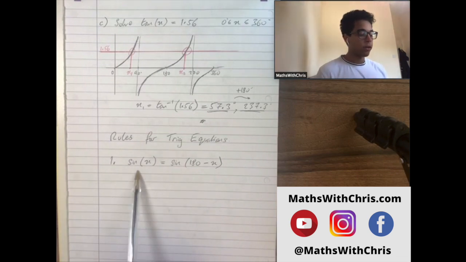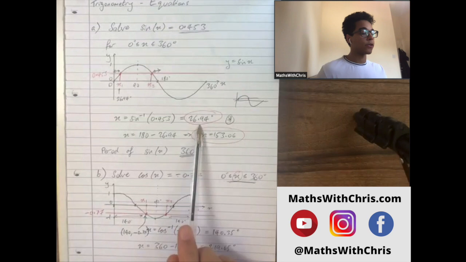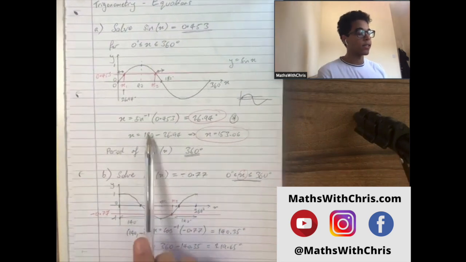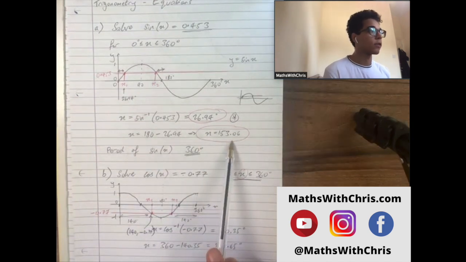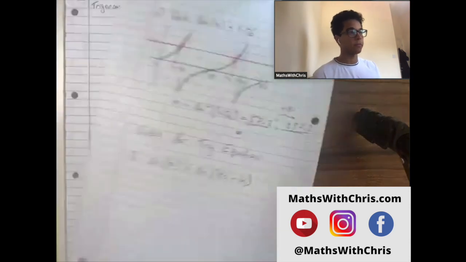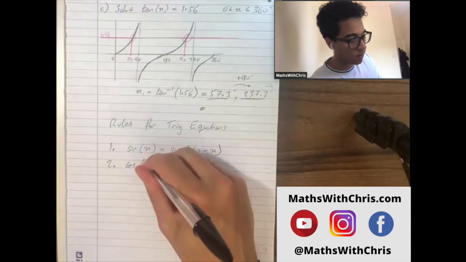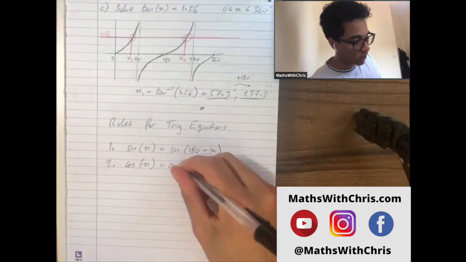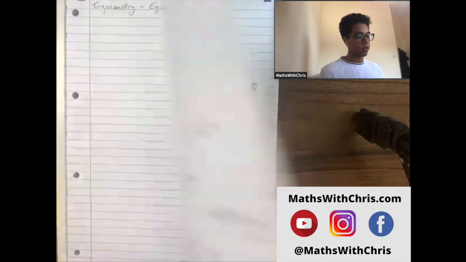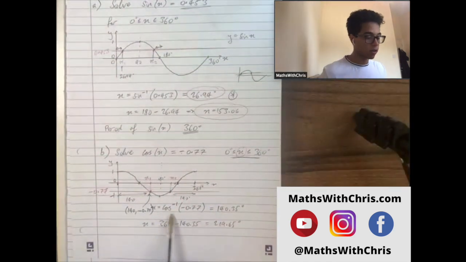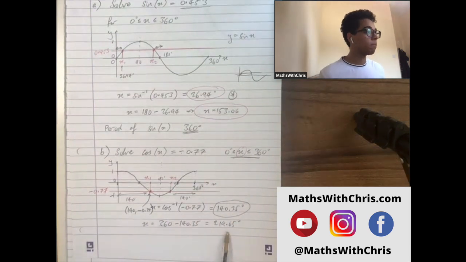So this is the first rule. Sine of x equals sine of 180 minus x. So what does that mean? It's saying when you get your first solution for a sine equation, you just do 180 and take away that. So 26.94, we do 180, take away that, and that gives us our second solution. That's the first rule. The second rule, cos of x equals cos of 360 minus x. So similar to the first one, when we find our cos answer, so we did 100, we got 140, we do 360, take away that to get the second one.